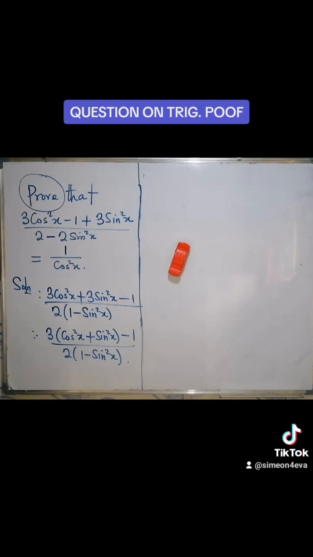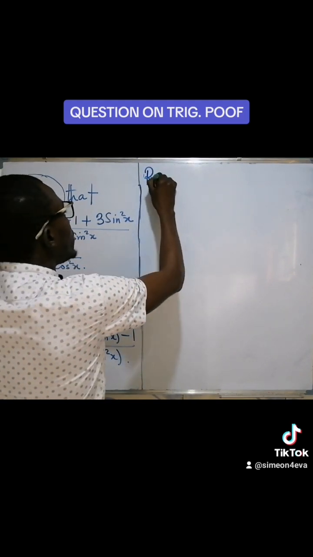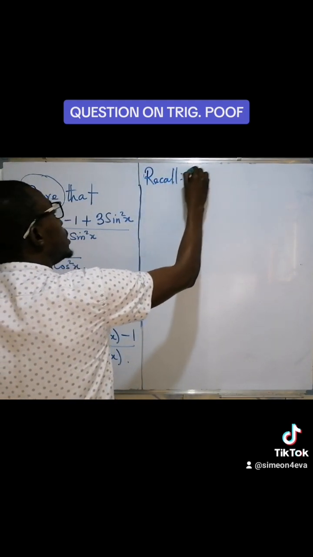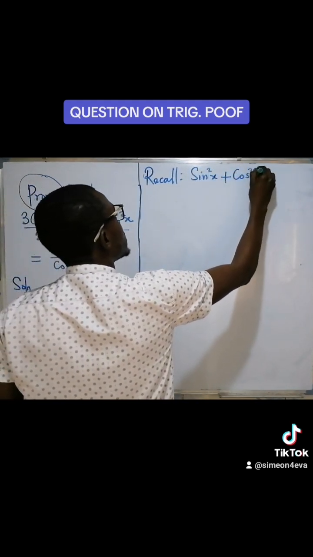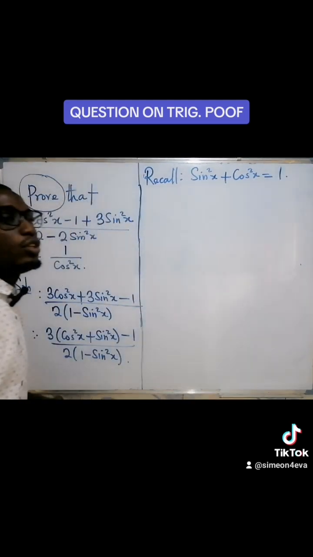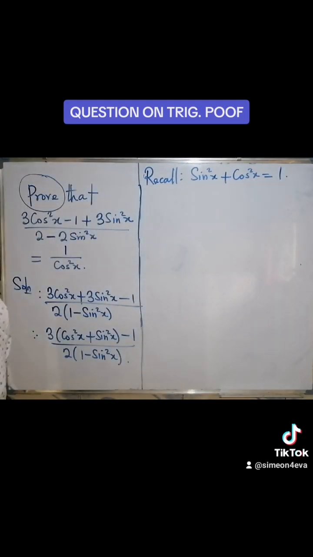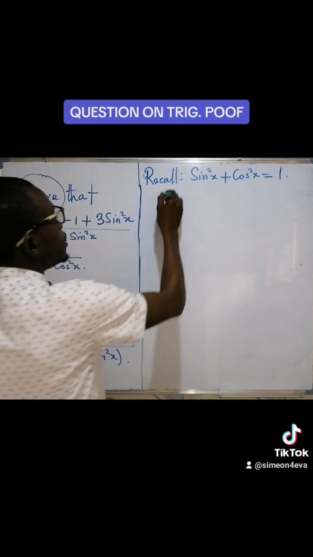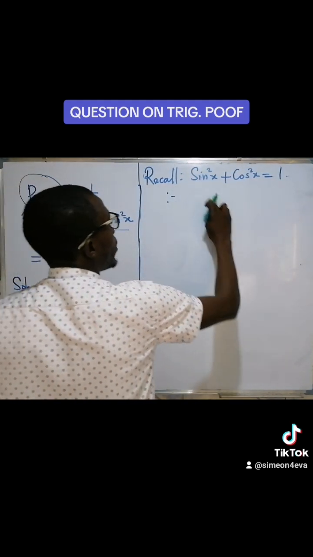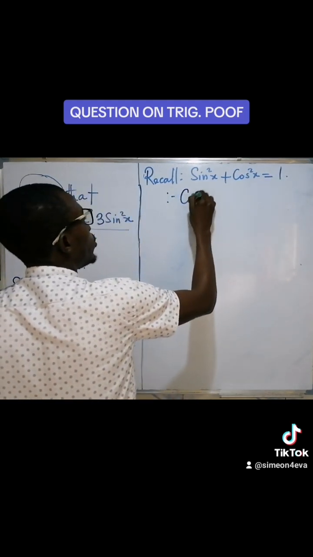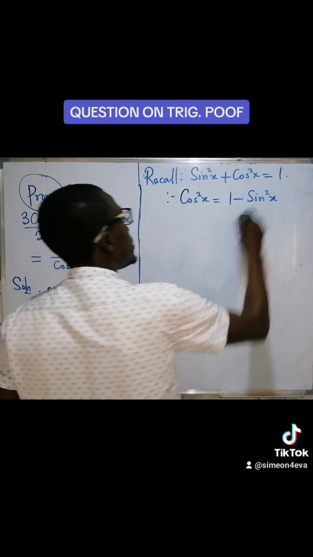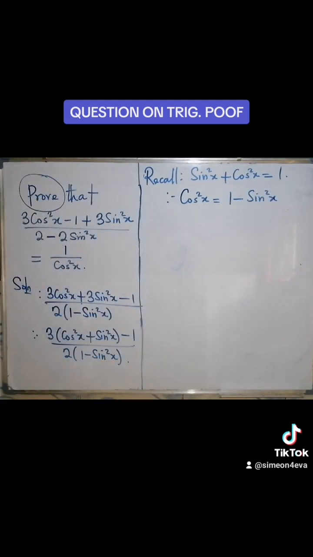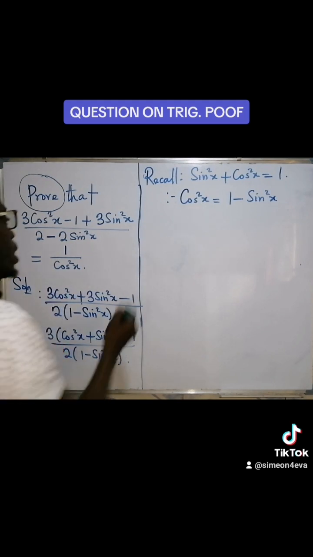Remember what we are trying to achieve, that the left hand side must be equal to the right hand side. But you have to recall from elementary trigonometry that sine square x plus cos square x is equal to 1. If you need a proof, you can indicate in the comment section, then I'll do the proof for you. For that reason, if sine square x crosses to the other side, we are left with cos square x equals 1 minus sine square x. It simply means that whenever you see 1 minus sine square x, you replace it with your cos square x. So let's shoot now.